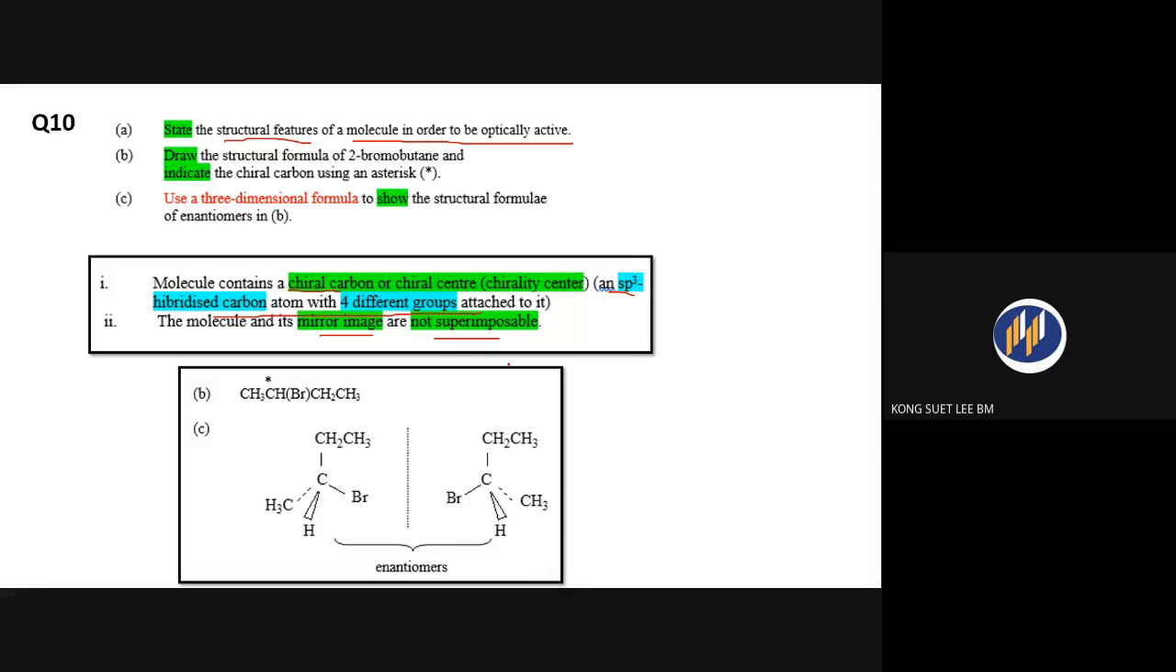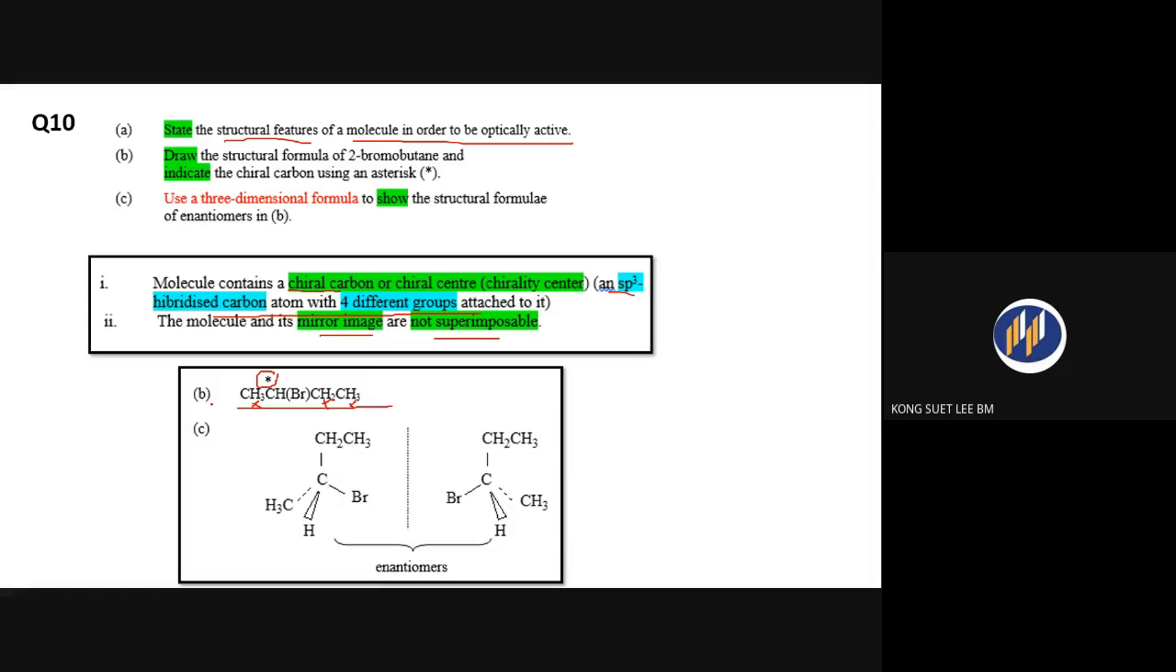Number 2, draw the structural formula of 2-bromobutane and indicate the chiral carbon using an asterisk. So you draw the structure. This is 2-bromobutane. Then you identify, based on the method I taught you just now, this CH3 impossible, CH2 impossible, CH3 impossible. So yes, this one. If you check, there are 4 different groups: hydrogen, bromine, CH2CH3, and CH3. So you have to put the asterisk here to show that this carbon is a chiral carbon.